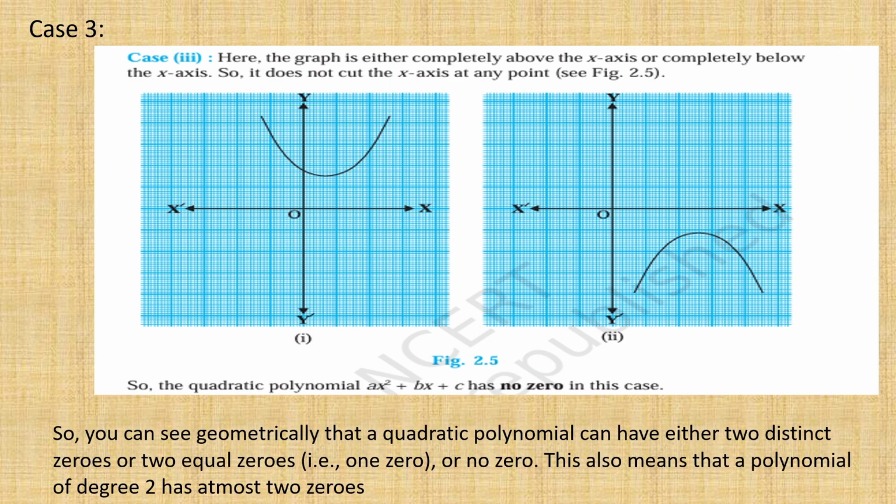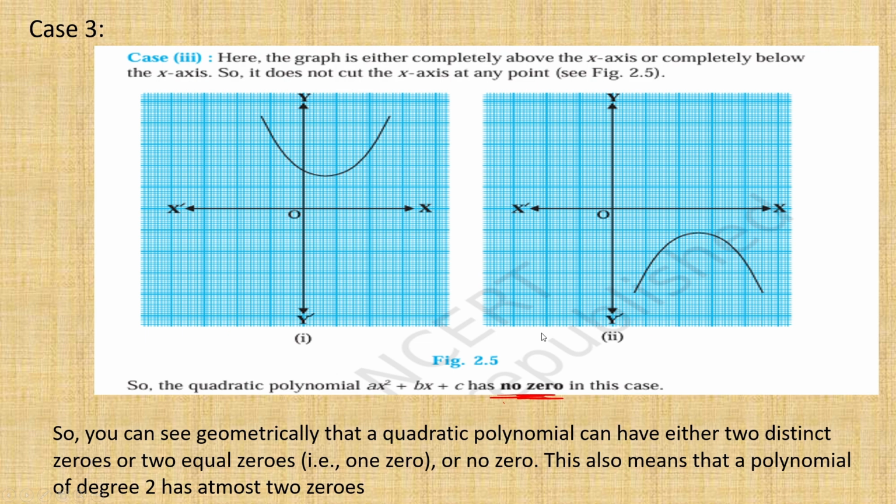Next, what is case 3? Case 3 is in the form of like this. In this form, it is not touching the x-axis at all. That means, since it is not touching the x-axis, there is no zero. No zero exists.